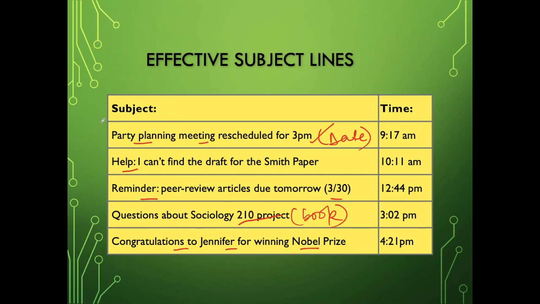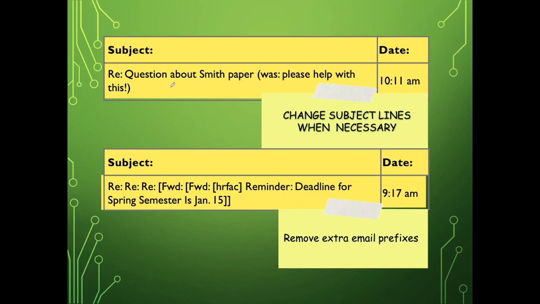So this is how your subject lines should look. They should convey whether it is party planning, you need help, a reminder, some questions, or you're simply congratulating somebody. And a little elaboration of that. So the subject here for a reply can be: reply, question about Smith paper was, please help with this.